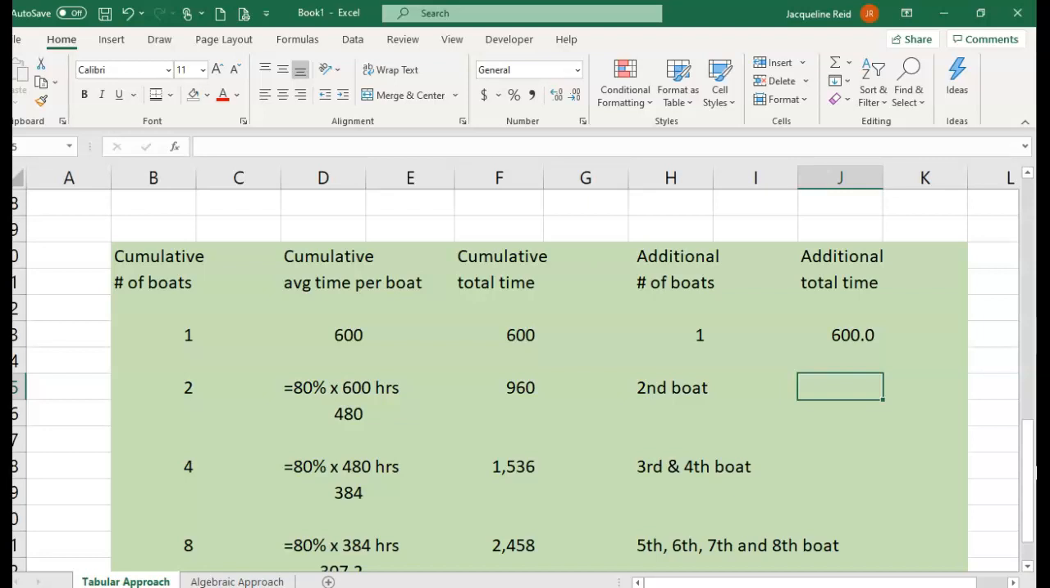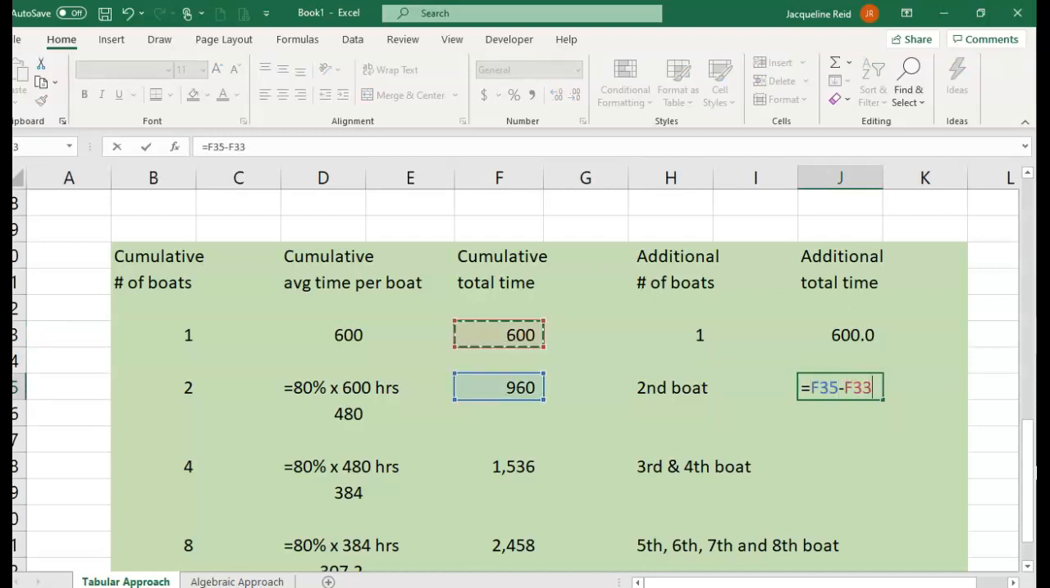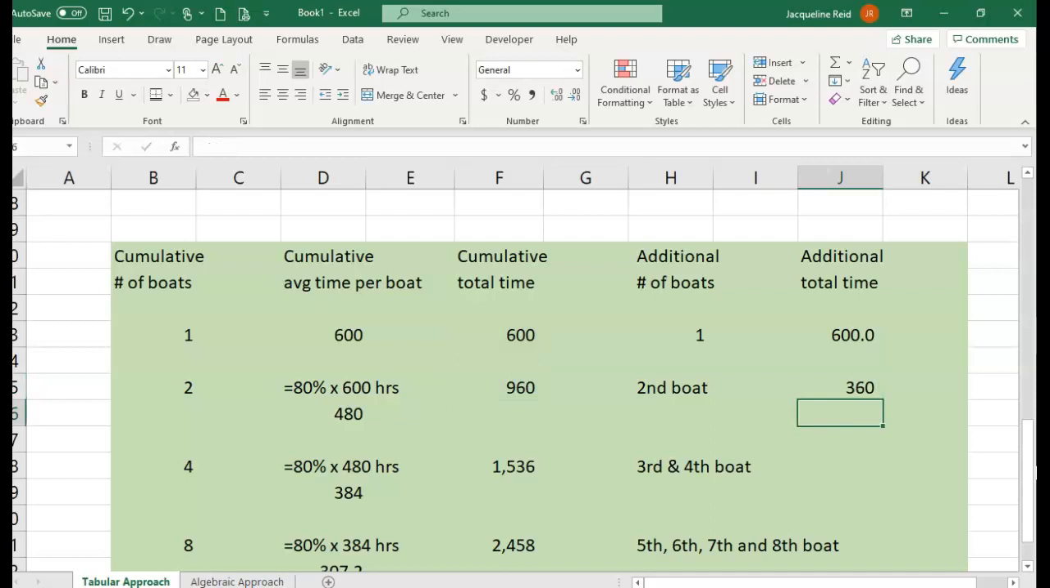Now let's look at the additional time. The first boat took 600 hours. The second boat, if both boats here cumulatively took 960 hours, and the first boat took 600 hours, it means the second boat is expected to take 360 hours. This is the additional total time that extra boat would take.